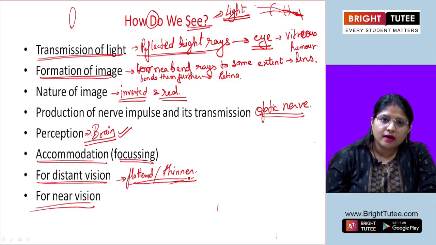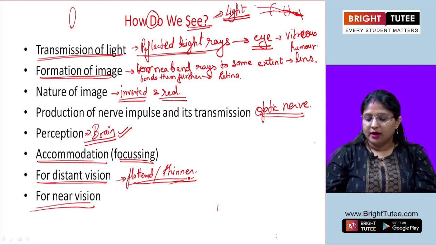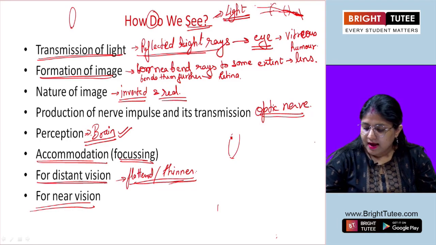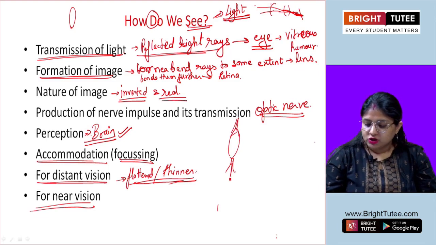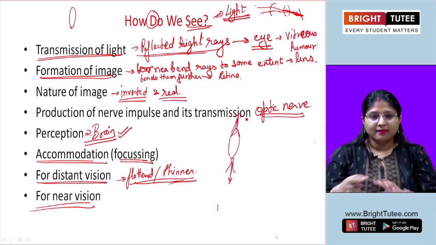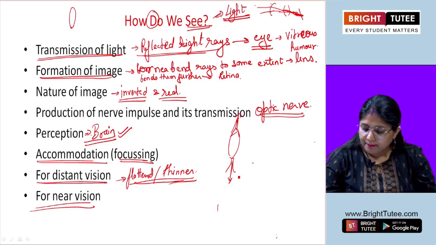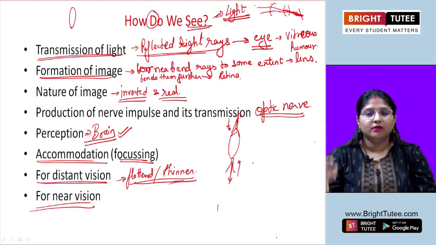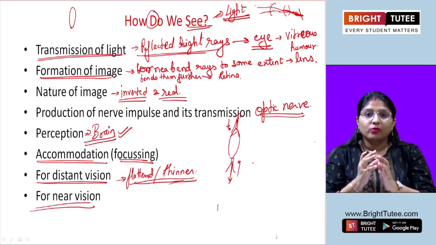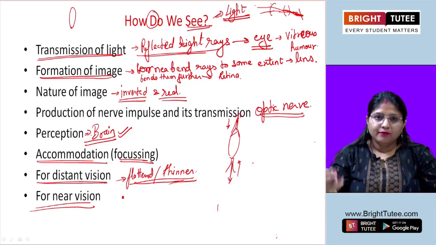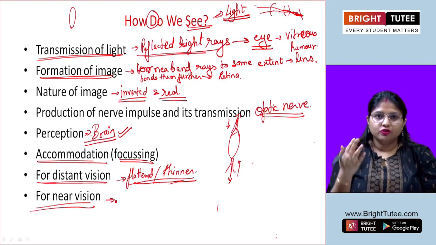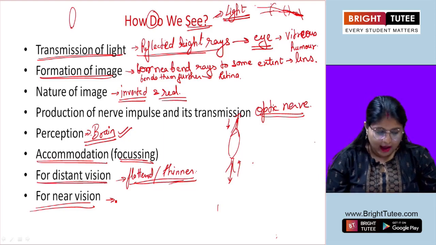And this is done by the ligaments. Let's say this is the lens, and this lens is connected by ligaments, right? These ligaments are the ones which stretch to make the lens thinner, or which come back to make the lens a little more rounded, right? So why do we need the rounded shape? To make the vision of near objects clear. For example, I am looking down.